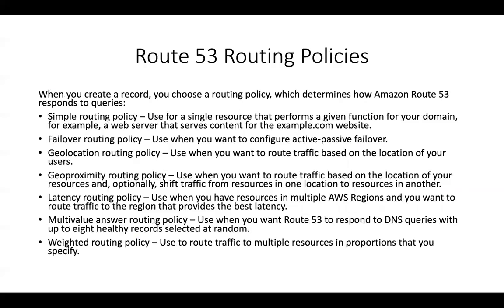So let's look at some of the routing policies that Route 53 supports. The first routing policy, which is the simplest, is called the simple routing policy, as the name suggests. It is used to do a translation from a single DNS domain name to an IP address, or it could be a domain name to a domain name and so on. We will see one such example. But you can specify only one resource value there.